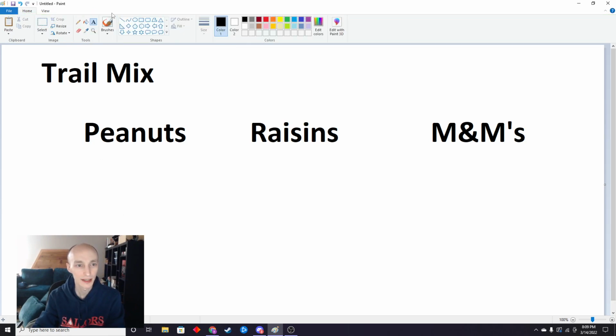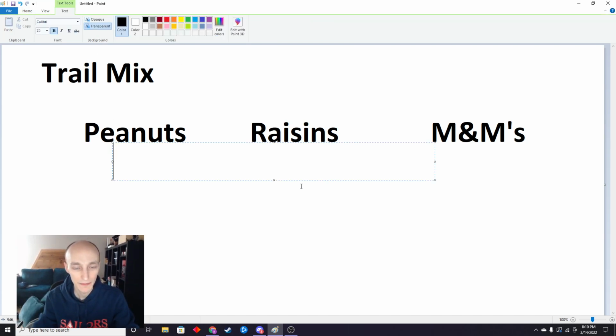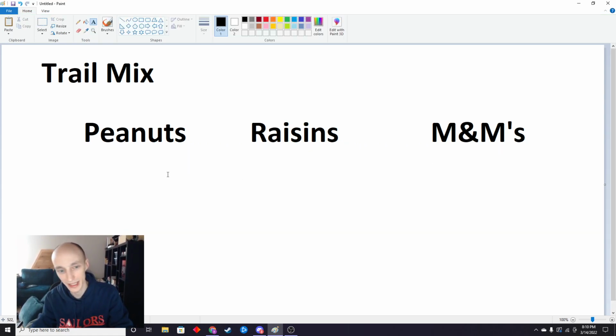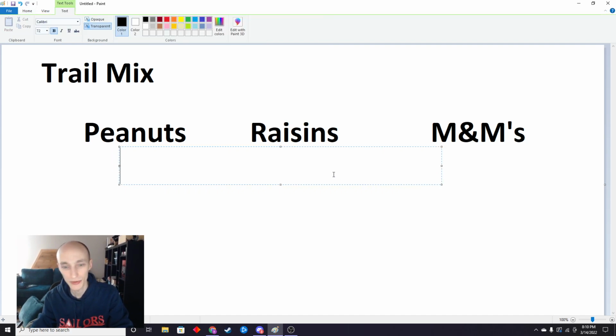And usually the ratio of these things is skewed actually in this sort of way that I wrote them out too. Like you usually have the most peanuts followed by a higher amount of raisins, and then usually the least amount of M&Ms, as long as you're keeping to a reasonably healthy trail mix.